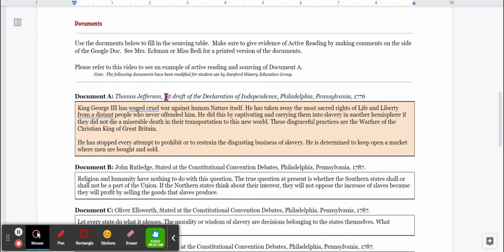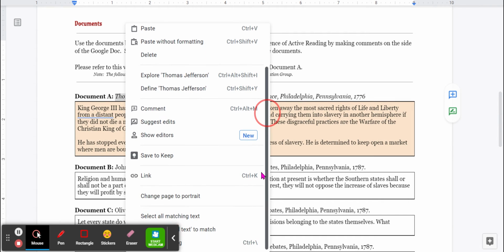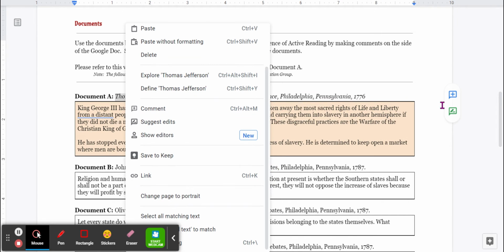So if we looked up Thomas Jefferson, say you looked it up on Wikipedia, let's highlight this, right click, come down and press comment. You can also comment here on the side. But because maybe I don't know who Thomas Jefferson is, I want to explore Thomas Jefferson. That'll help us find out who the author is.